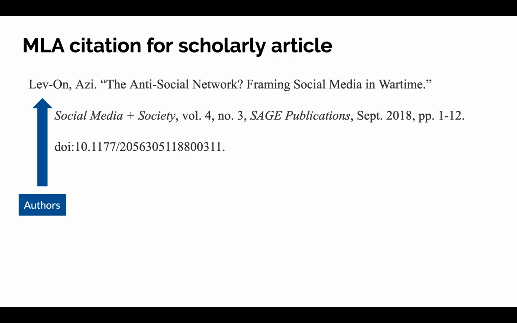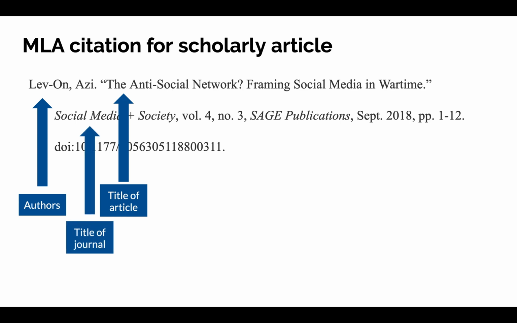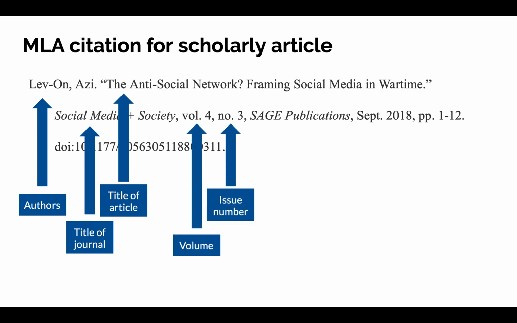First, we have the author, last name, comma, first name. Now we'll have multiple titles. The first title is the title of the article, and the title of the article will be in quotes. The next title we have is the title of the overall journal that we found this article in, and that title will be in italics. After the title of the journal, we'll also have the volume and issue number.